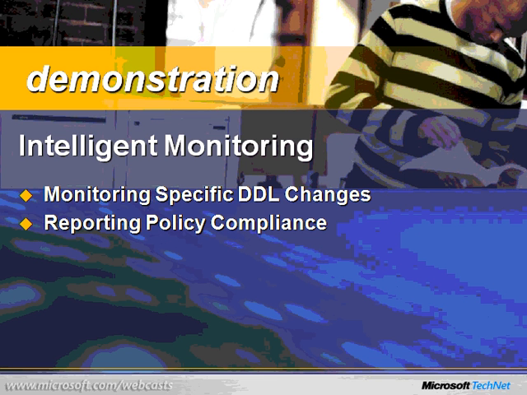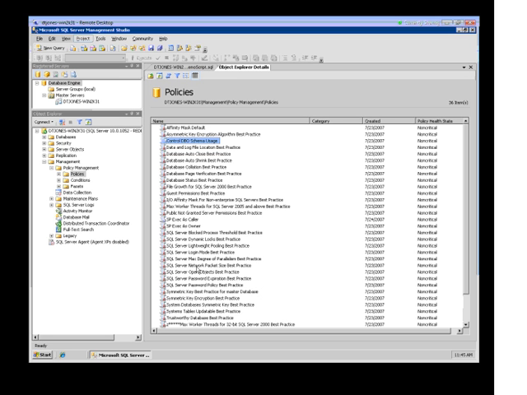So let's see another quick demo. There's two things I want to show you in this demo. The first one is monitoring specific DDL changes to the environment. We saw in the previous demo how you can prevent a table from being created. In this demo, I'll show you the creation of a stored procedure that violates a policy, but we'll let that procedure still get created. And then we'll show how we do reporting on policy compliance. So you'll see how the UI in Management Studio is going to light up when there's a violation of a policy.